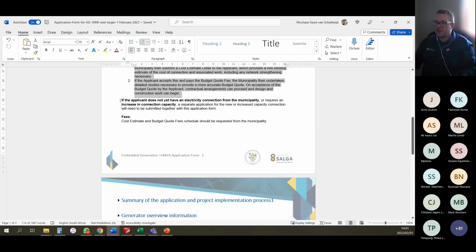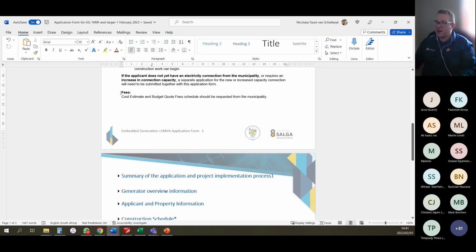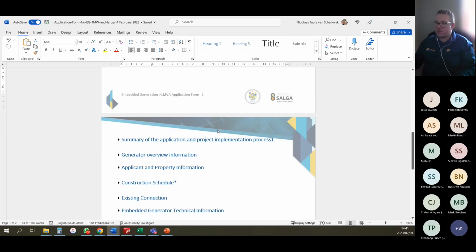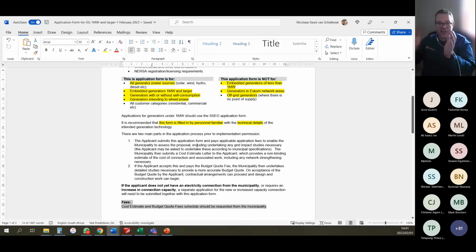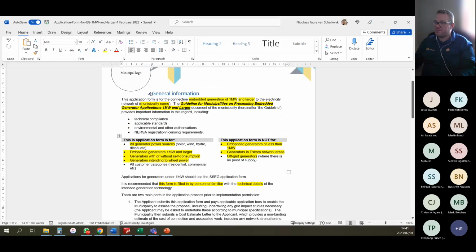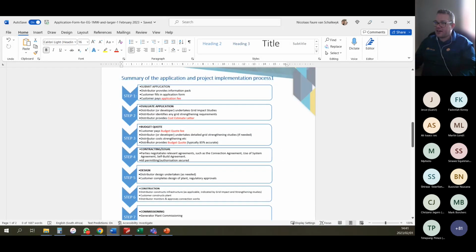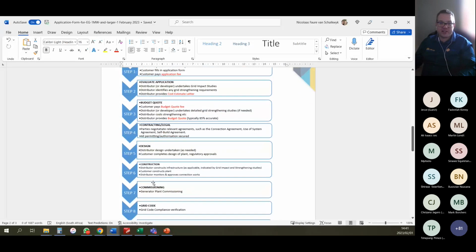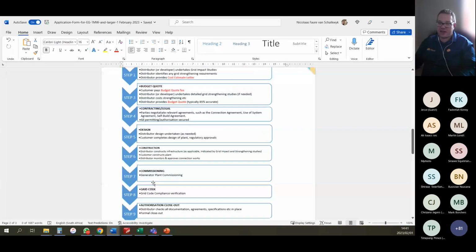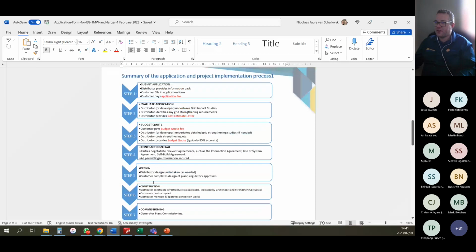Let's just quickly check. Yeah, so if there's no electrical connection or they want to increase, then they have to go through the standard processes for increasing their connection size, if that's a requirement. And then the fees and the cost estimate, you need to provide based on what you've looked into. So you can see it's just giving a little bit of context and explaining to the developer how this is going to work. Now, if we look at the summary of the application, here are the steps that you go through, which you guys applied as well. So it just repeats it here so that they are on the same page as you.